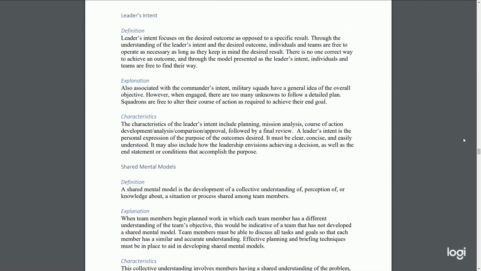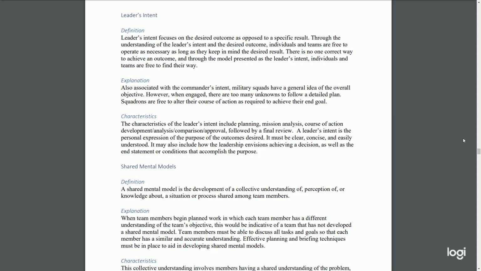Leader's intent. Definition. Leader's intent focuses on the desired outcome as opposed to a specific result. Through the understanding of a leader's intent and the desired outcome, individuals and teams are free to operate as necessary as long as they keep in mind the desired result. There is no one correct way to achieve an outcome, and through the model presented as the leader's intent, individuals and teams are free to find their way.